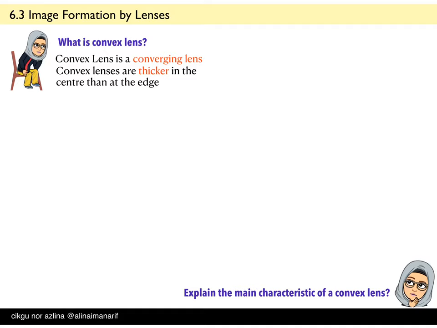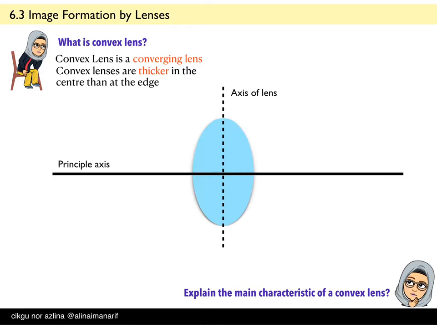Explain the main characteristic of the convex lens. Now, we look at the diagram given.